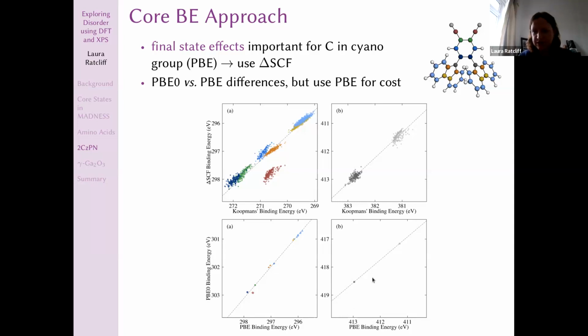We also compared PBE to PBE0, in this case just looking at the relaxed molecules. And particularly for the nitrogen 1s, we get quite a big difference between the functionals, but because of cost, we're just going to focus on PBE. Although we did do some extra comparisons to look at the nitrogen to understand the effects that made. And in general, the trends are pretty well preserved between the two functionals.